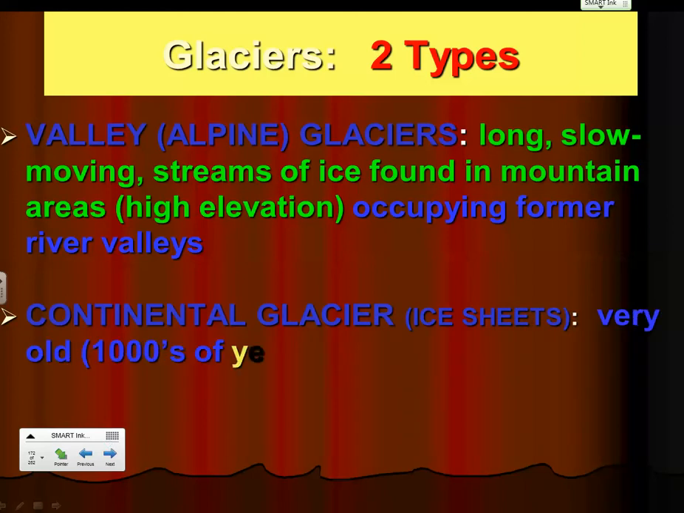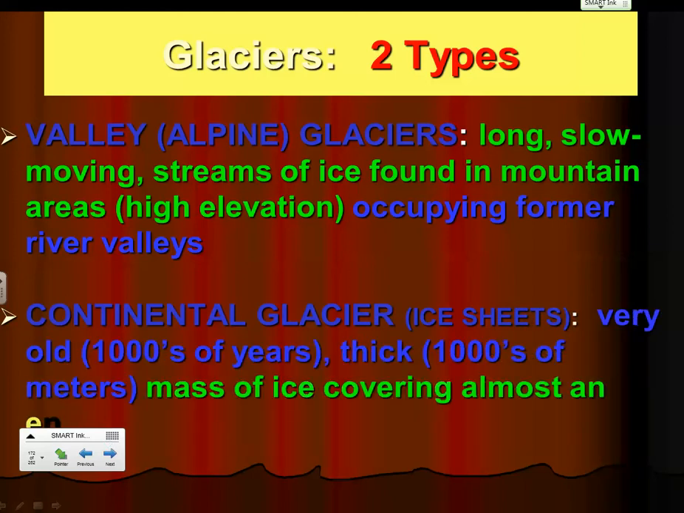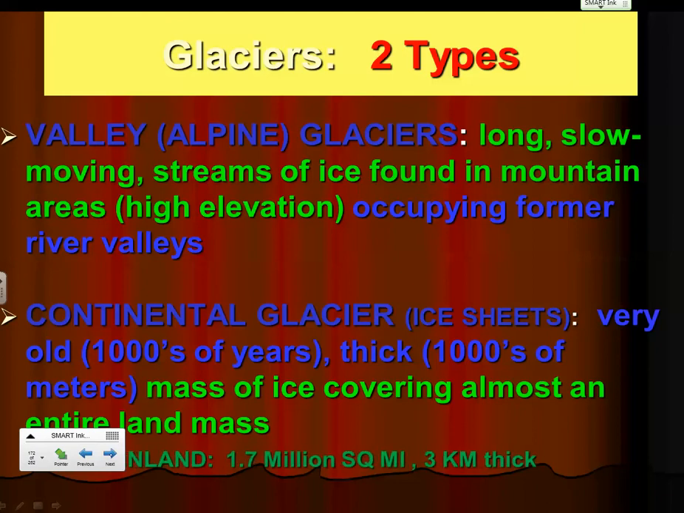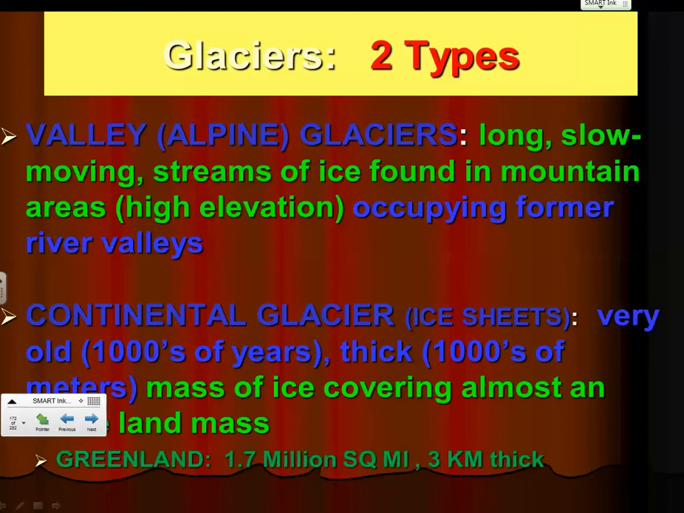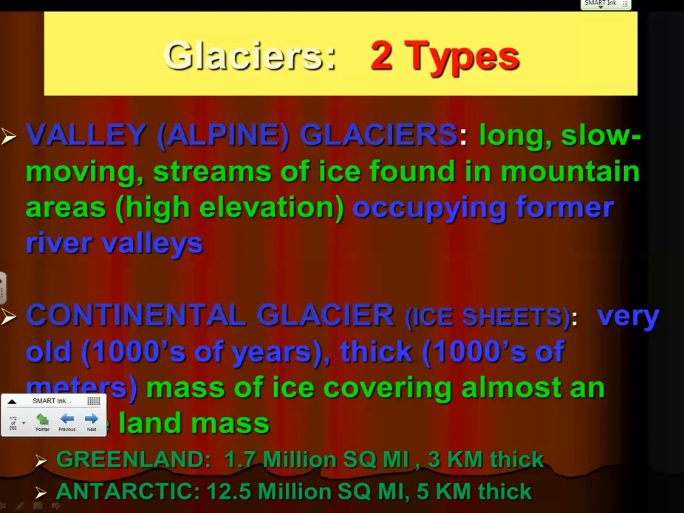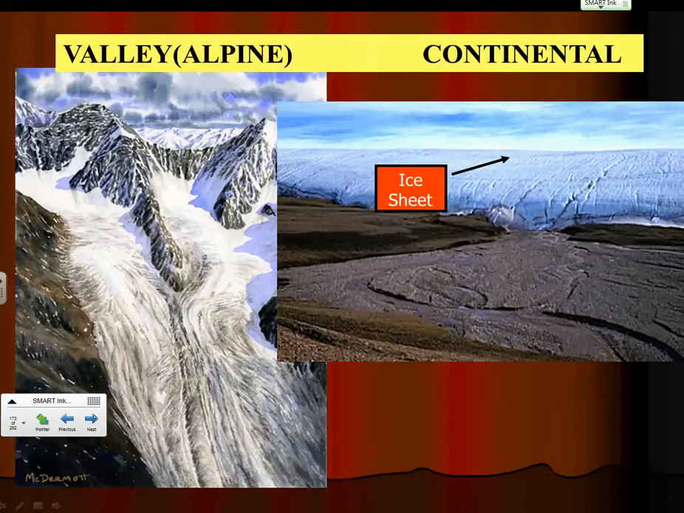Or we have the big ice sheets, the continental glaciers. These are old, thousands of years old, thousands of meters thick, covering entire land masses. You've heard of Greenland and Antarctica, and these things are huge. You know, millions of square miles, kilometers thick of ice, a lot of fresh water.